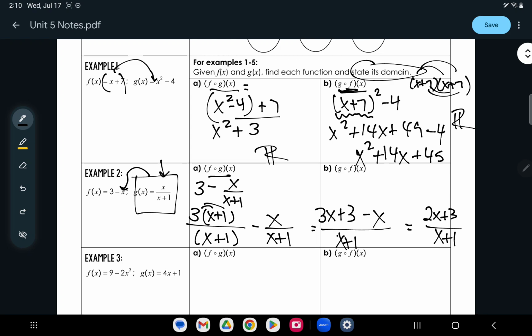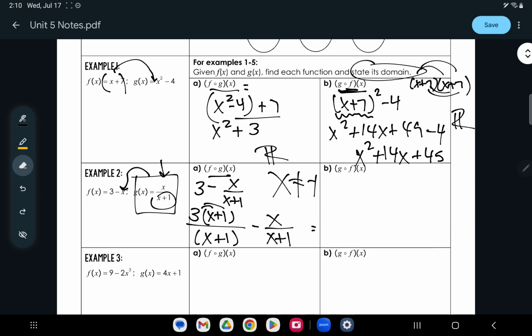And x cannot be -1 because that would give us a 0 in the denominator. But also in our final answer here, we have the same issue. We cannot have a -1. So I don't have to write that twice. I can just say x cannot be -1. And I can leave it. Okay. Let's go the other way.